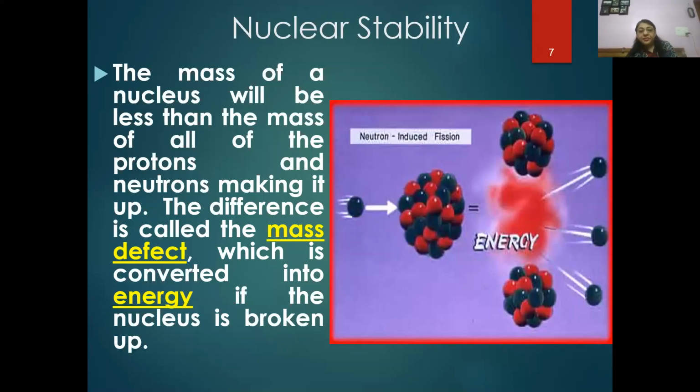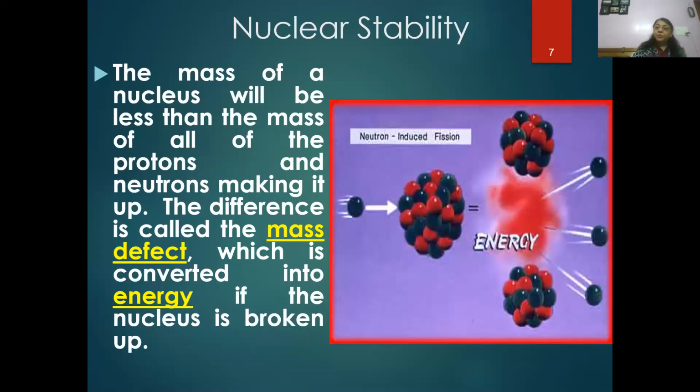So once again, what is mass defect? The mass defect is the difference between the mass of the composite particles and the initial particle. The difference is called the mass defect, which is converted into energy if the nucleus is broken up. The mass of a nucleus will be less than the mass of all of the protons and neutrons making it up, right? And this mass defect is what you have to calculate in numerical values, and it is extremely important because it is that mass defect which is converted into energy.